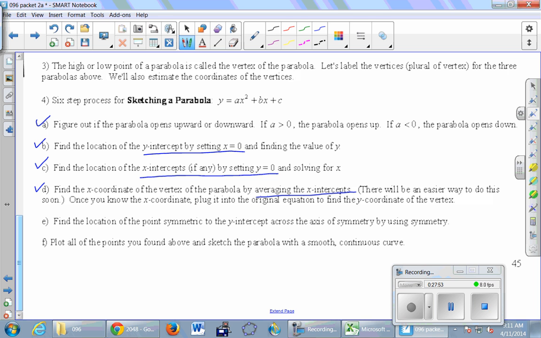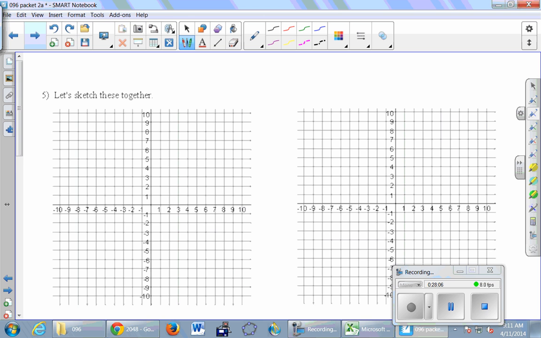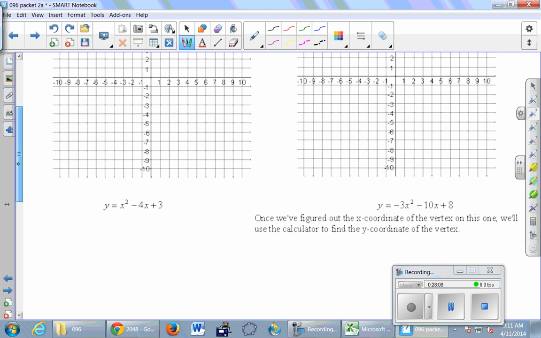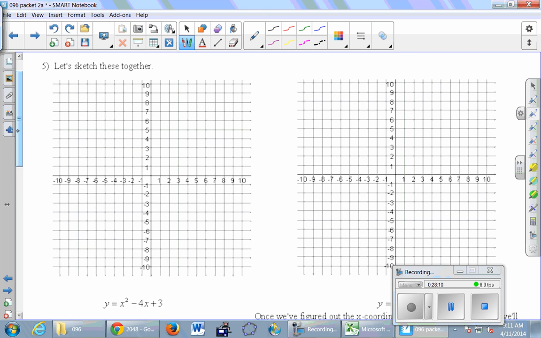Part E talks about finding a symmetric point. We'll do that with an example. And then part F, you plot all the points that you just came up with, and then you connect them in some smooth curve. So let's give it a shot. Number 5, we've got 2 examples here. First one is y equals x squared minus 4x plus 3.